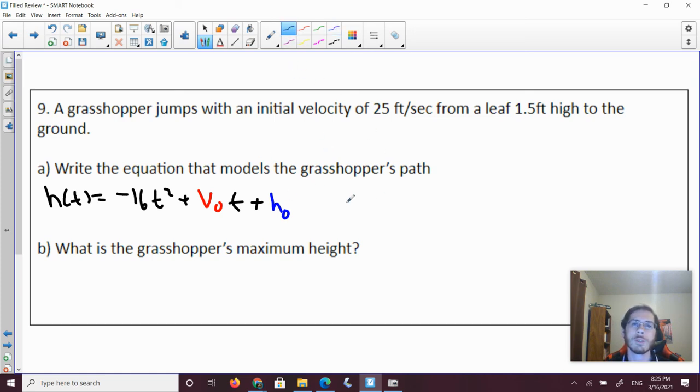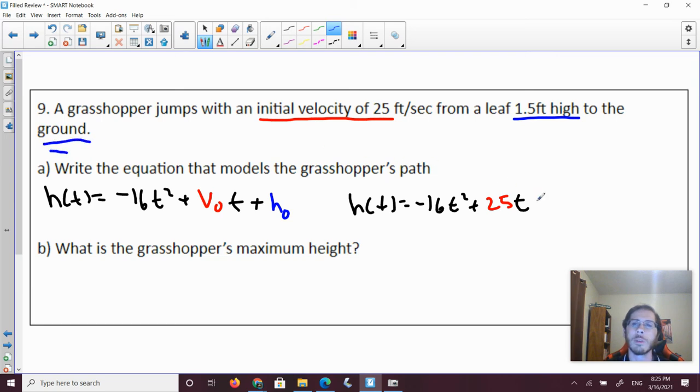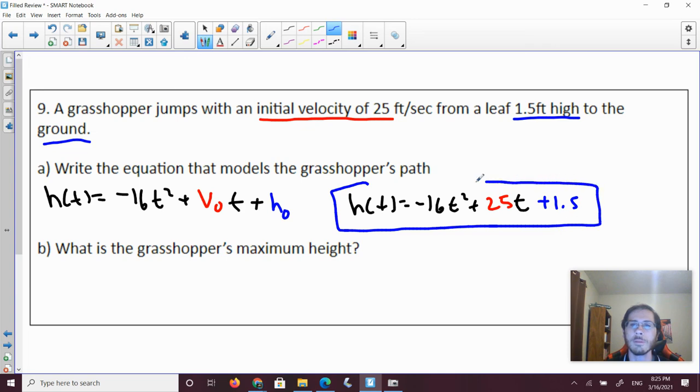So we get h of t is equal to negative 16t squared plus, all right, well, v naught is the initial velocity. So initial velocity is 25 feet per second. So plus 25t. And then we're going to go from the leaf that's 1.5 feet high all the way to the ground. So we're going to go plus 1.5 because we're starting on the leaf. We're going to end on the ground. And that's it. So that's our vertical motion model. So we're done with the first part.